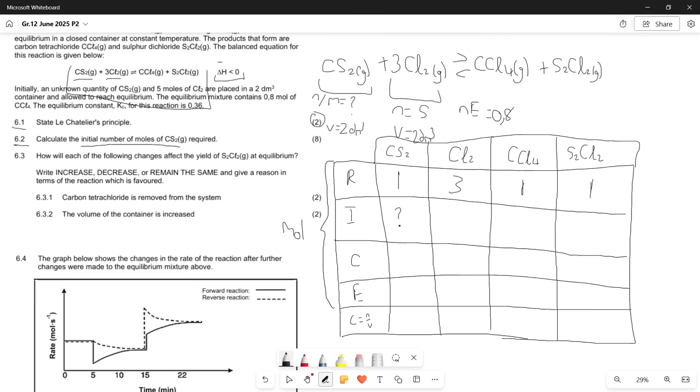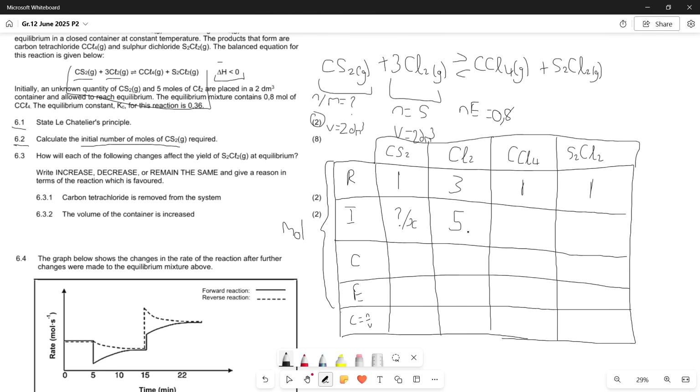Okay, so our initial, we can put a question mark or an X, depending on whatever is easier to work with. Sometimes we have to use an algebraic equation in order to figure out, especially when it comes to the change. But for now, I think a question mark might work for this guy. So then we have our initial moles of Cl2. They said initially an unknown quantity of CS2, as we said, question mark here, and 5 moles of Cl2.